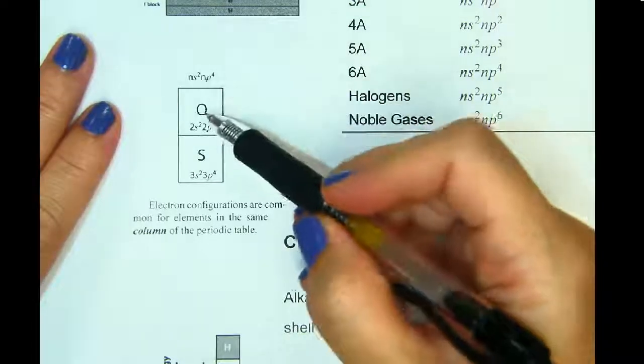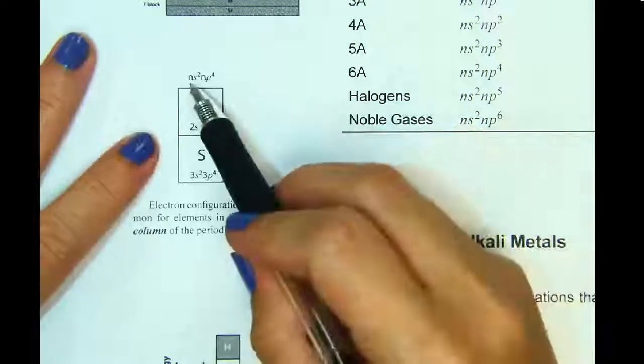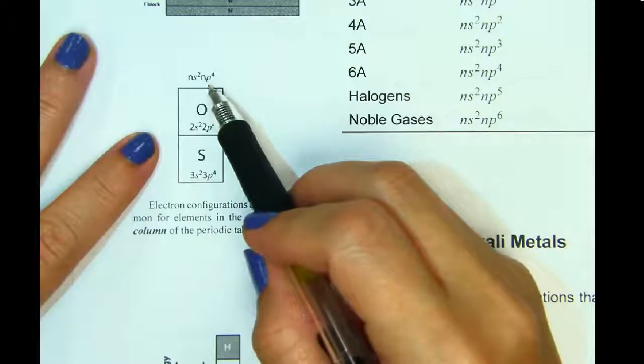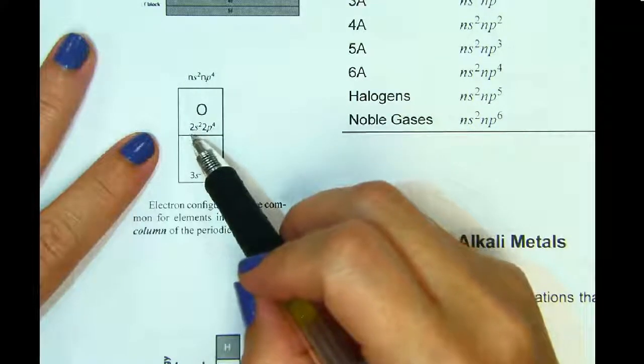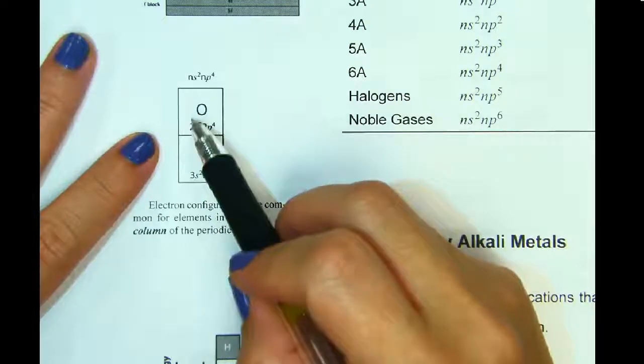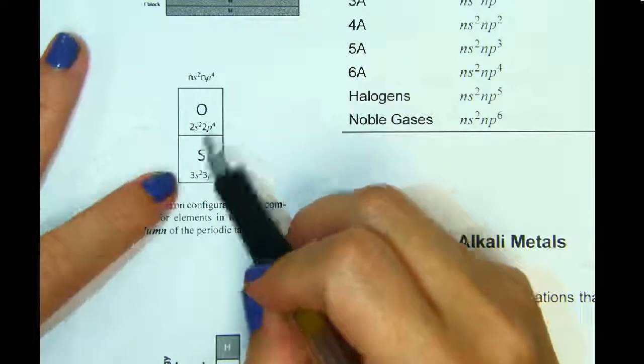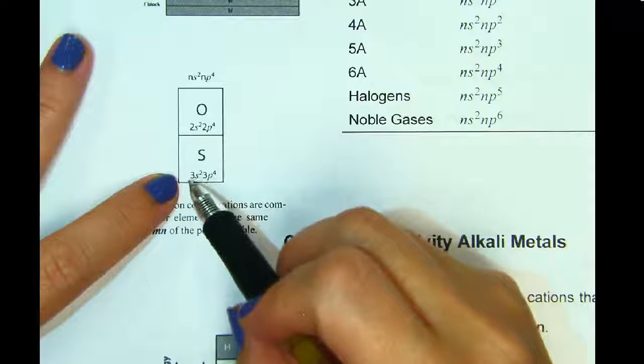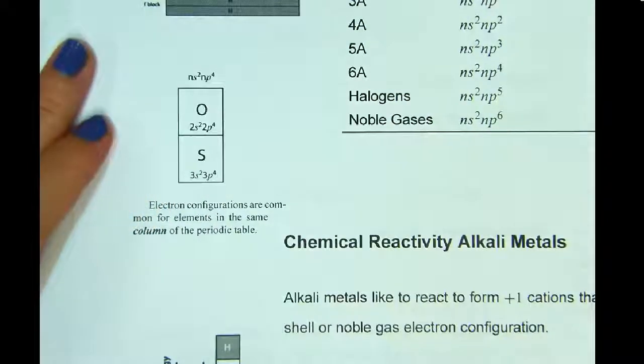As an example, you can compare oxygen to sulfur. Notice they both end on ns2 np4. Oxygen is in period 2, so you have 2s2 2p4, and then sulfur is in period 3, so it's 3s2 3p4.